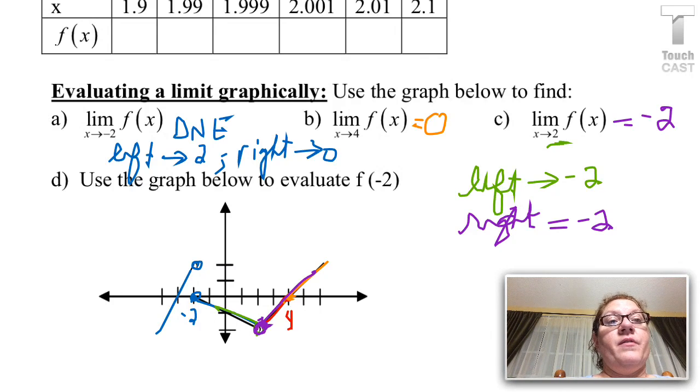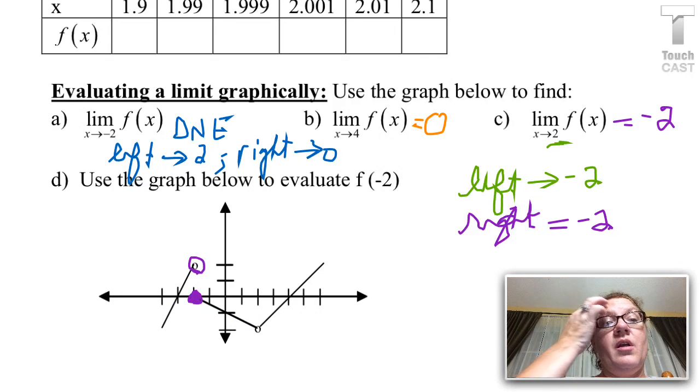When I look at the graph and I'm just evaluating f of -2, I say, okay, what's the y value when x is -2? And of course, it looks like there's two, one here and one up here, but the only one that's actually defined is the closed circle. So f of -2 is 0.